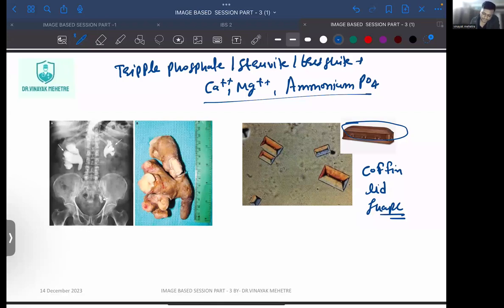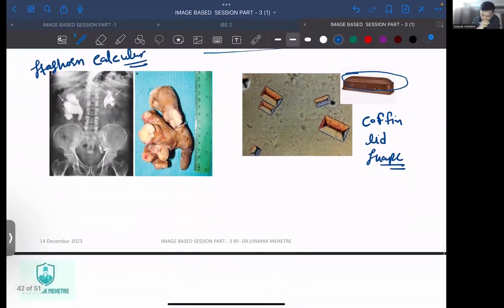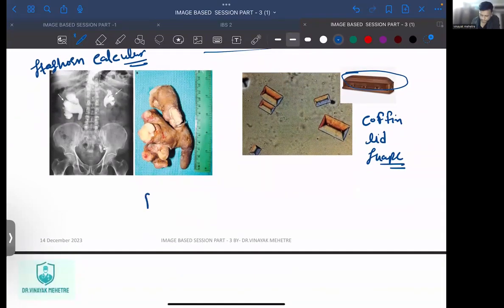The calculus which we see is called as calyx का शेप ले लेंगे ये. This will take the shape of whole calyx. Okay, it will take the shape of whole calyx. So it is called staghorn calculus. Which organism is associated with triple stone? Microbe. It is Proteus.